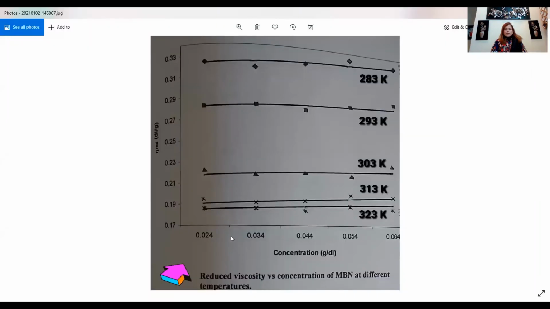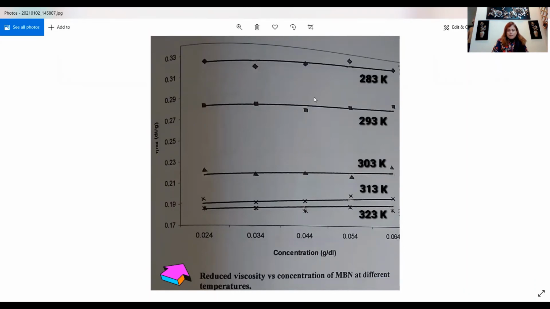Okay, now as I've just mentioned, we plot a graph between reduced viscosity and concentration at different temperatures and different concentrations. Here I've shown the concentration going from 0.024 to 0.064 grams per deciliter at different temperatures. These are the different temperatures, that is 283, 293, 303, 313, and 323. And this is the reduced viscosity, in deciliter per gram.